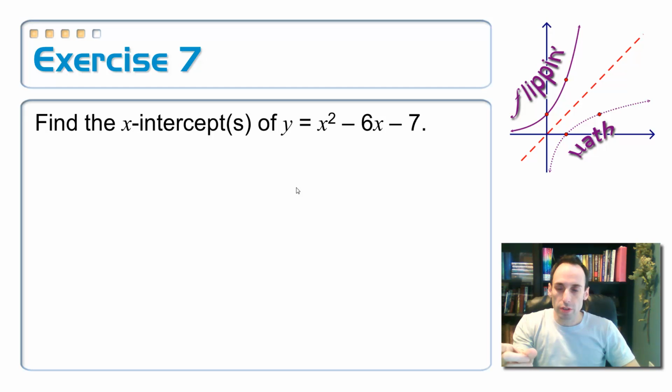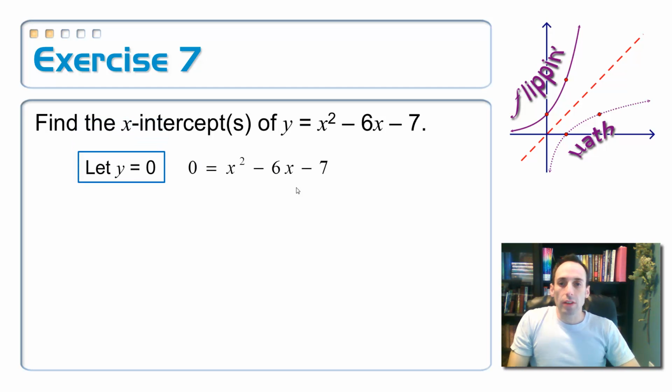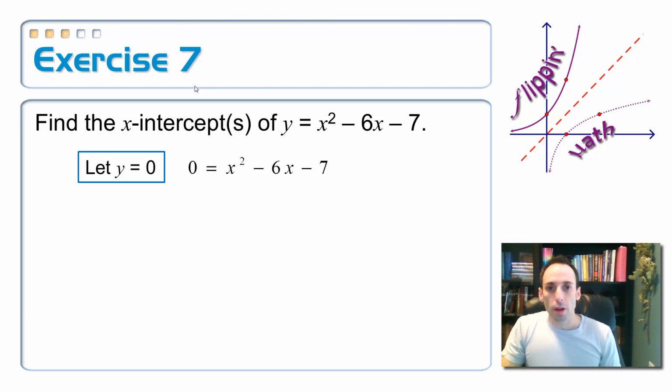So what do I do first? I'm going to set y equal to 0, and I'm going to apply the zero product property by factoring the right-hand side of that. Okay, so if I'm going to factor this thing, I need a product and a sum. They're going to multiply up to that negative 7. Product equals negative 7, and they're going to add up to this negative 6. So the sum equals negative 6.